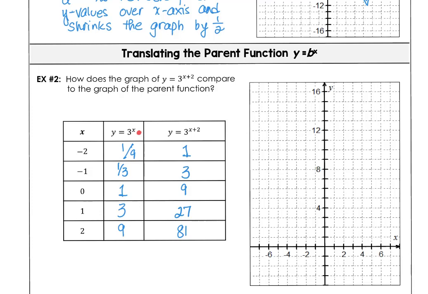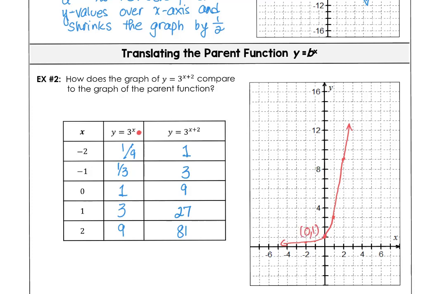So I want to graph the parent graph 3 to the x. I'm doing that in red. And -2, -1, 0, 1, 1, 3, 2, 9. So our parent graph is here in red. The HK value is 0, 1. That's this point here, 0, 1.